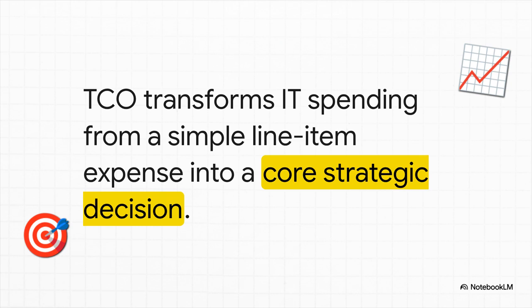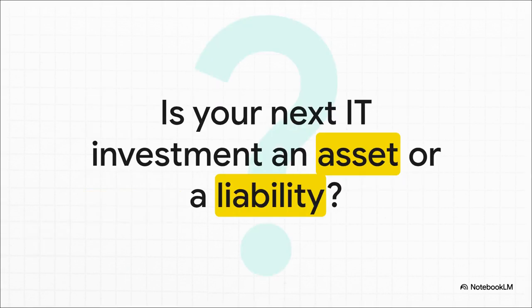So, this is really the bottom line. When you start using TCO, you change the game. IT spending stops being just another line item expense that you have to approve. Instead, it becomes a core strategic decision, one that you can actively shape and control to get the best outcome for the business. And that leaves you with one final critical question to ask your team before you sign off on any other major technology purchase. By using a TCO analysis, you'll finally have the framework you need to find the real answer.